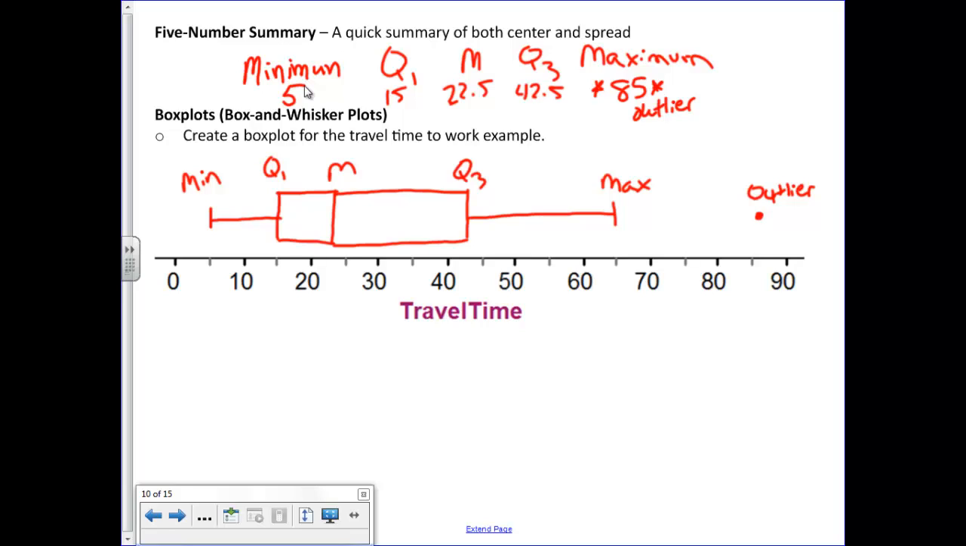So check this out. From Q1 to Q3 is called the box. What's Q1 to Q3 though? Q3 minus Q1 is your IQR. So my interquartile range, looking at this, ranges from 15 to 42.5. I could subtract those numbers, and you'd say the middle 50% of our data has a range of, and we already did that, however many minutes of travel time to work.